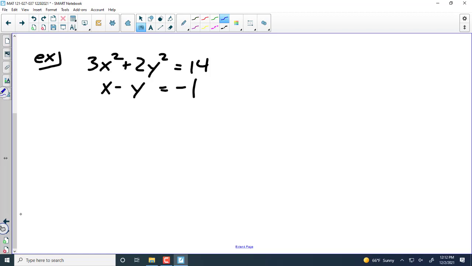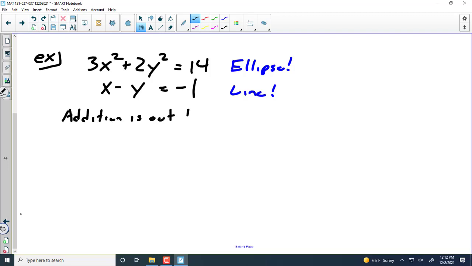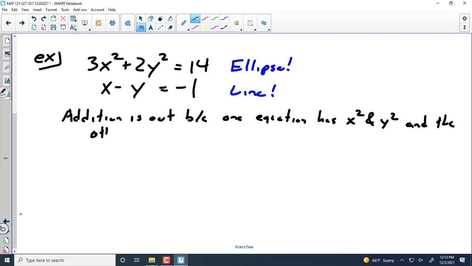We got to find where this line intersects this, which is an ellipse. It doesn't look like a really friendly ellipse. And you can do this even if you don't identify the equations. I just like to do it for your notes. Addition is out. Because one equation has x squared and y squared, and the other has x and y. So we can't add the equations together to get rid of a variable, so that's not going to work for us. So we're going to have to use substitution.